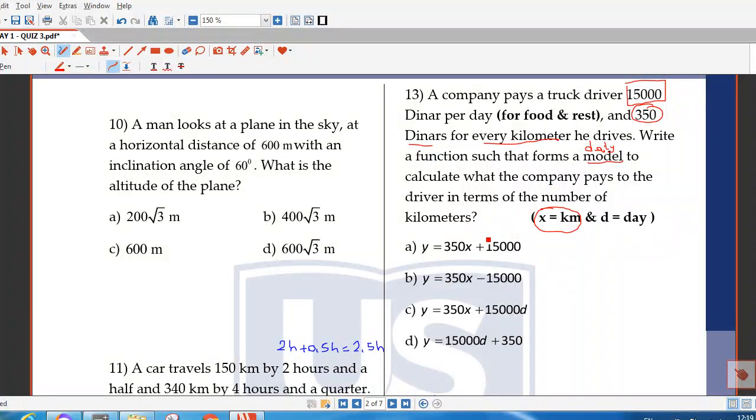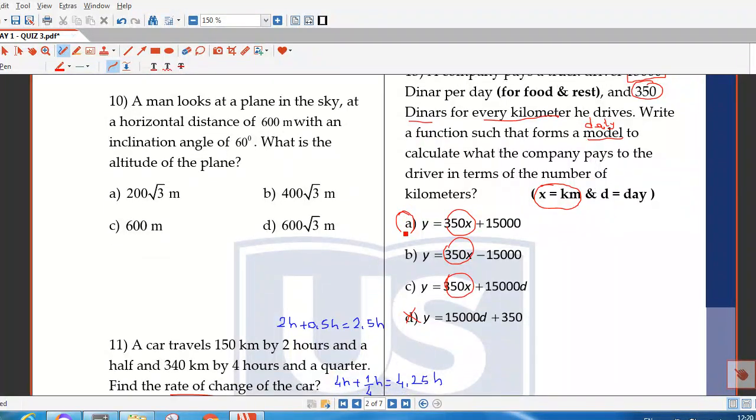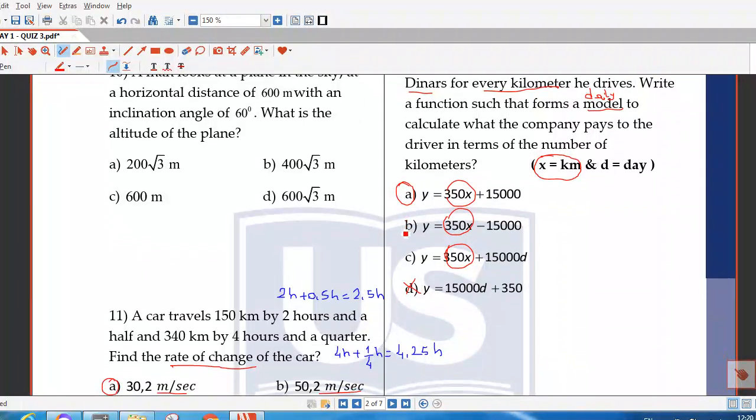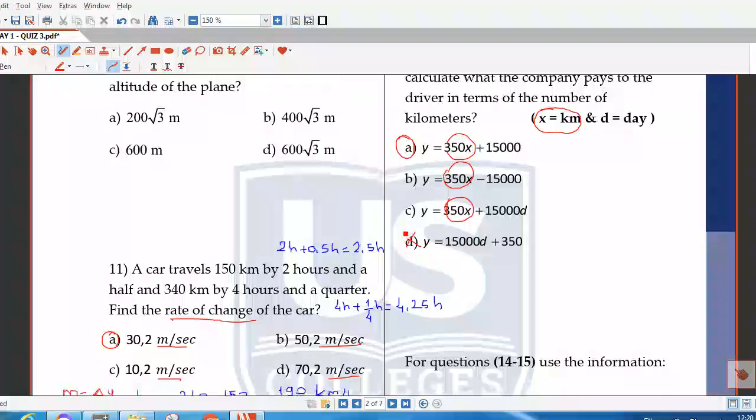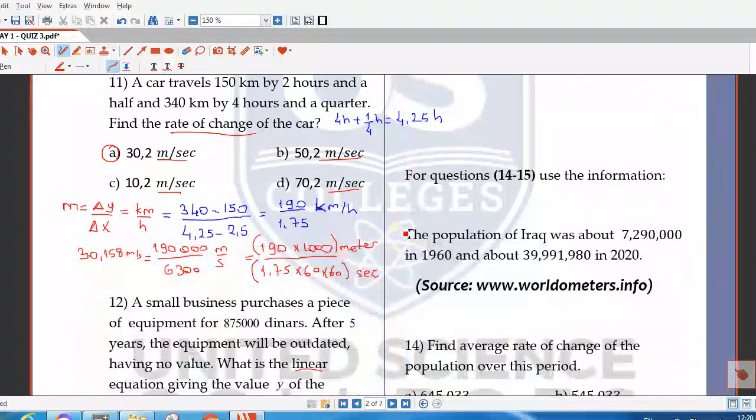So if you look at the choices, there will be 350x, yes, so you may cancel D. And since he is also going to have a daily payment for each day, the most logical choice is A. For one day, according to the kilometers that he drives, the payment will be 350x plus 15,000.